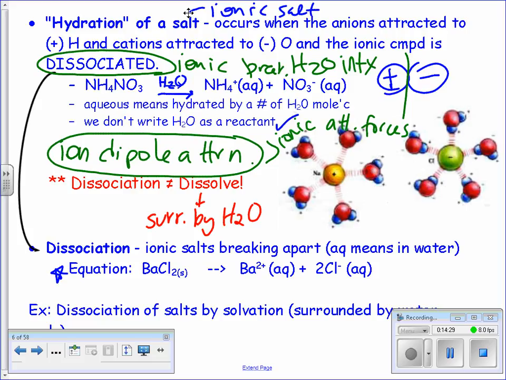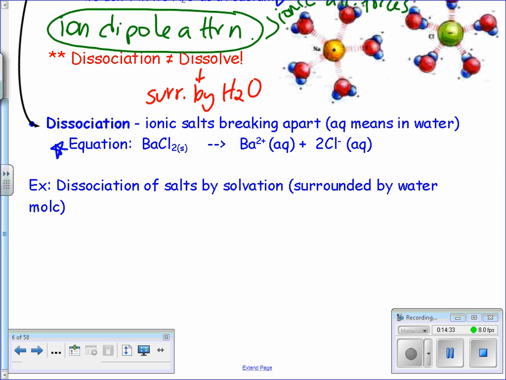But what would be a good example of water dissolving something? That would be sugar. So, example, sugar and water. What is sugar? Ionic or covalent? Covalent. So covalent things do not interact through ion-dipoles with water. They just get surrounded. And I have a good picture of that in just a second.